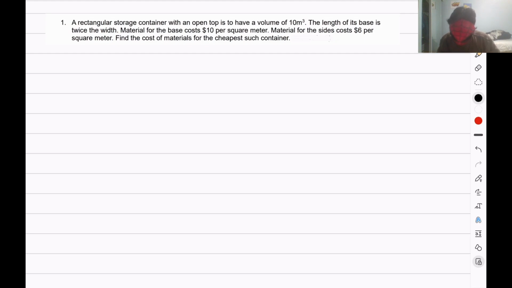A rectangular storage container with an open top is to have a volume of 10 meters cubed. The length of its base is twice the width. Materials for the base cost $10 per square meter. Materials for the sides cost $6 per square meter. Find the cost of materials for the cheapest such container.